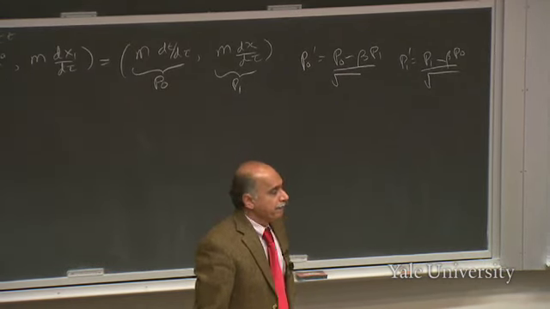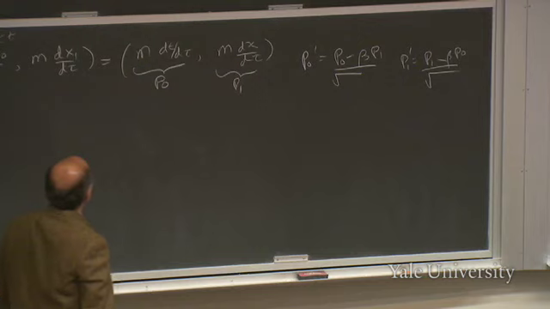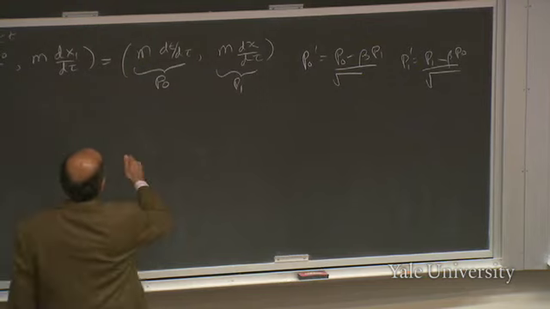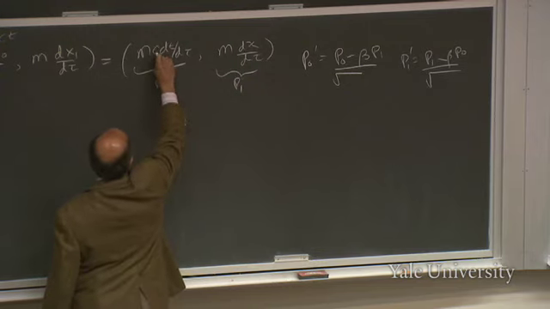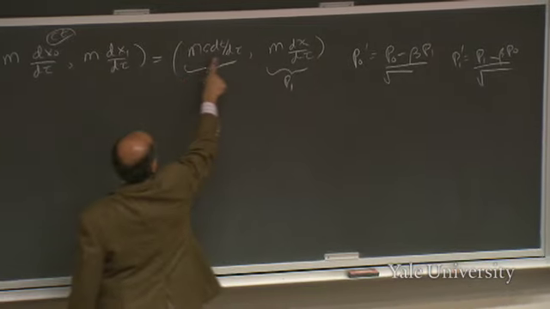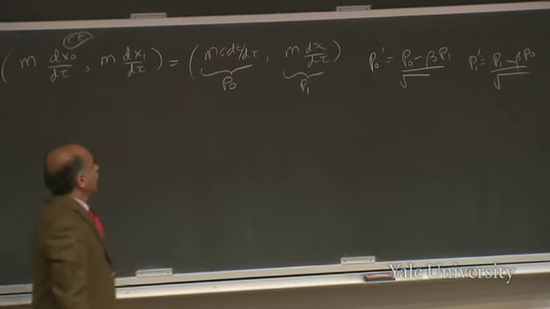Yes? For p0, where does the c go? Where did the c? No, it did not go. You're quite right. It is c. x0 is ct. It is c times dt. You need that, then this is correct.